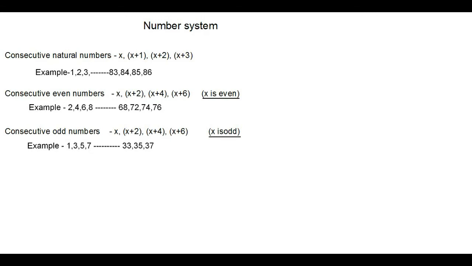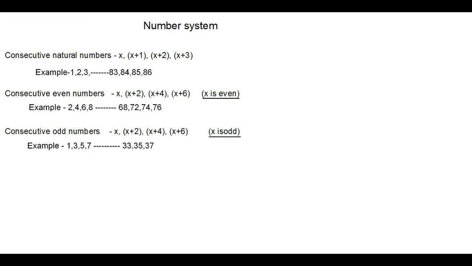The second one here is consecutive even numbers. Now we have already understood what even numbers are. Even numbers are those numbers which are exactly divisible by 2 or which are exact multiples of 2. So whenever we have even numbers in a row without any gap, then such numbers are called consecutive even numbers. For example, 2, 4, 6, 8. All these are consecutive even numbers.